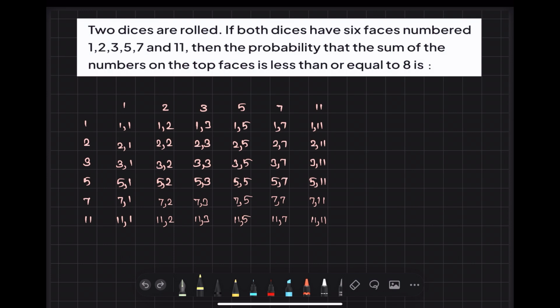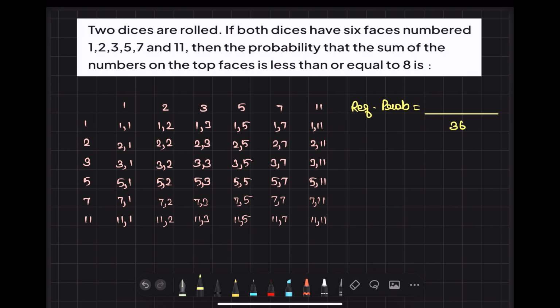Now we have to find the required probability. According to me, the total number of outcomes is 36. Now I have to focus on the favorable outcomes. So what is the favorable outcome? The favorable outcome is a sum less than or equal to 8.